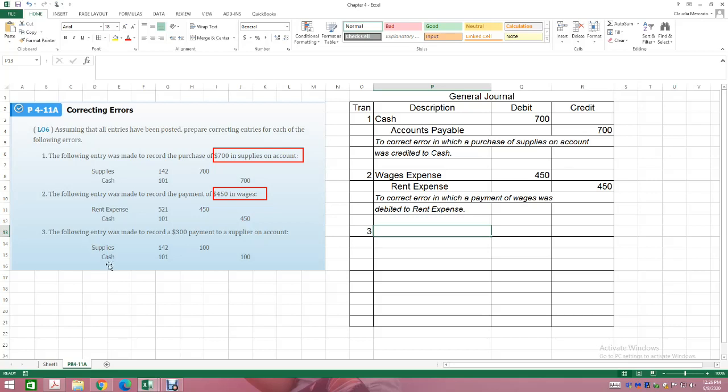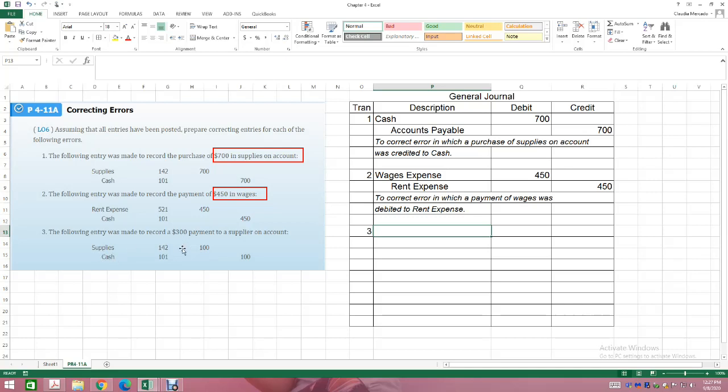Okay, the first thing is, it says that you're making a payment for something you've already purchased. You've already purchased these supplies. Okay. Here, our supplies account is being debited. Are we buying any supplies today? No, the supplies have already been purchased. What we're doing today is making a payment for what we owe.